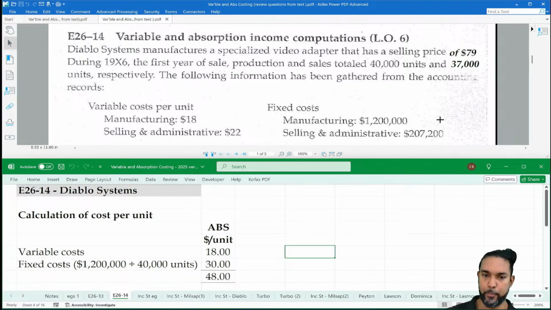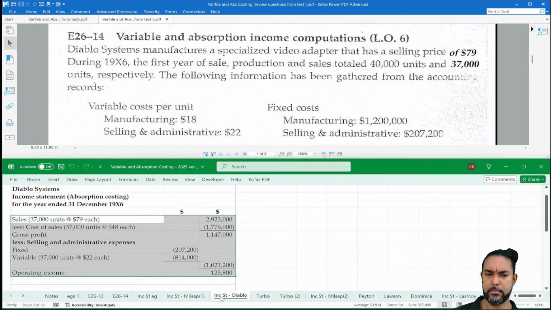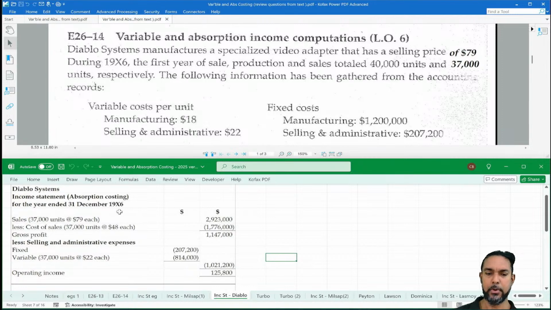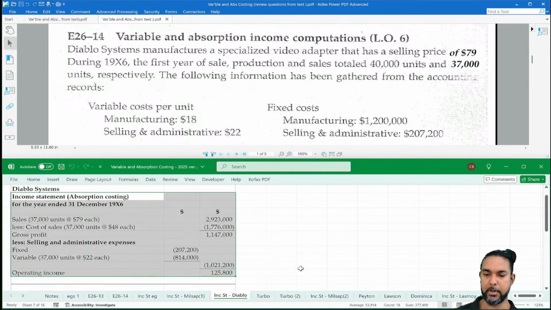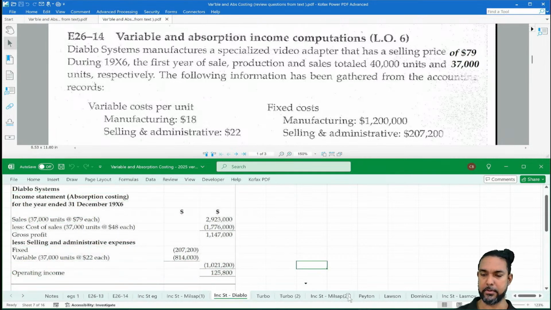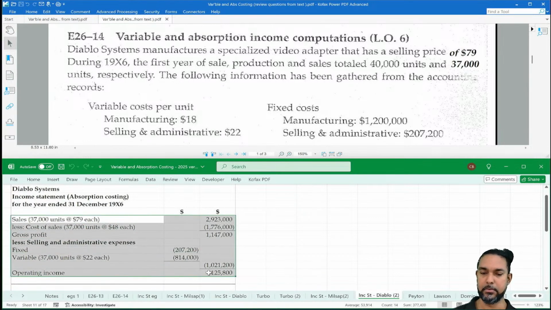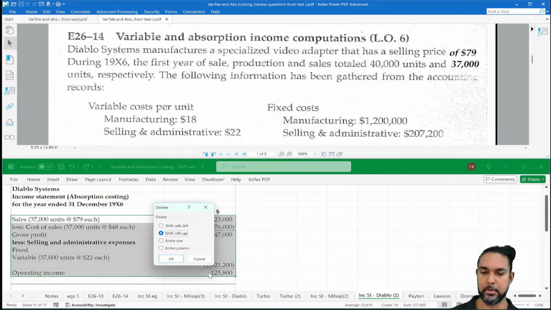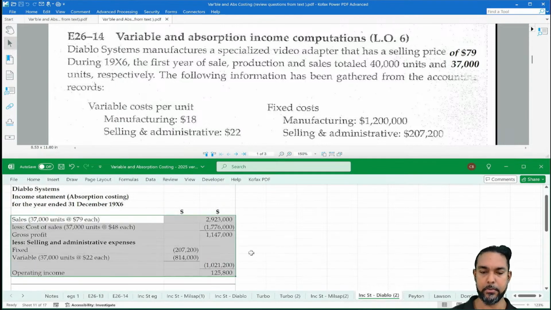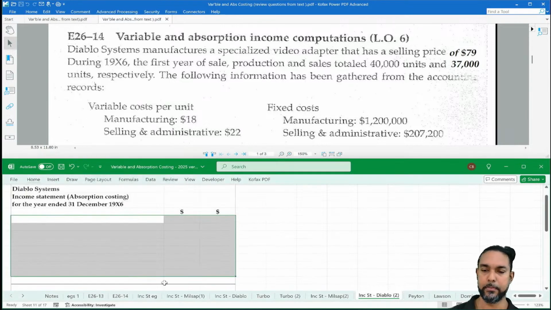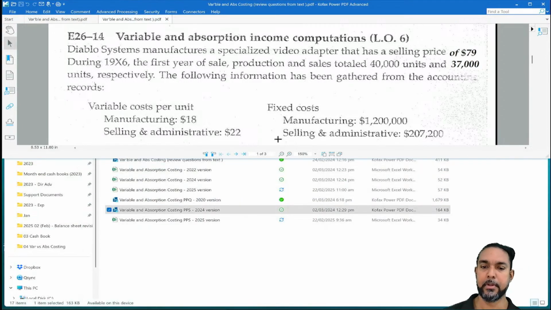What I want you to do here is, hold on, do we have a Diablo? Yeah, we have a Diablo income statement under absorption. So I'm going to pull this across here as well. That'll be Diablo 2. Maybe just that. Cool, let's put that down.